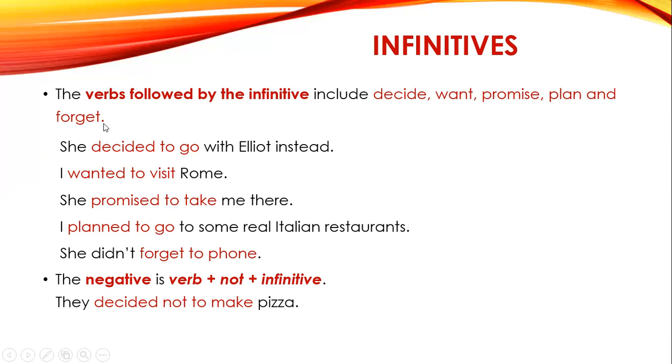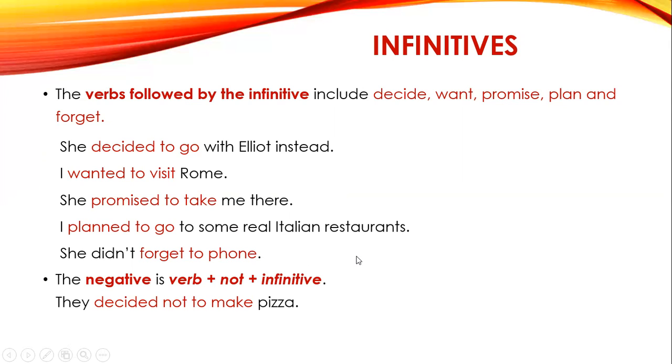So what are the examples? She decided to go with Elliot instead. So here you have decided and then to go. I wanted to visit Rome. So you have wanted and then to visit. She promised to take me there, okay? Or I planned to go to some real Italian restaurants. Or she didn't forget to phone.